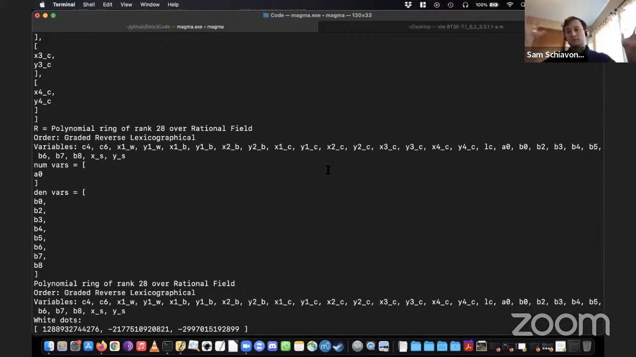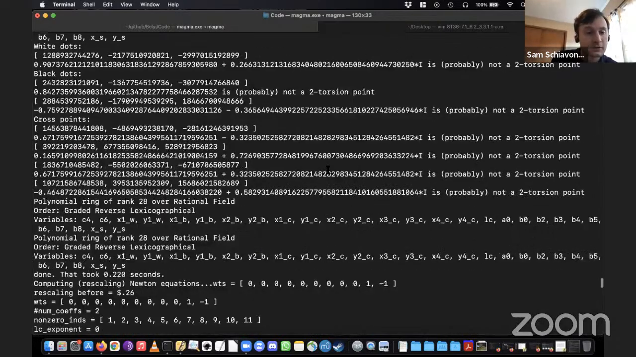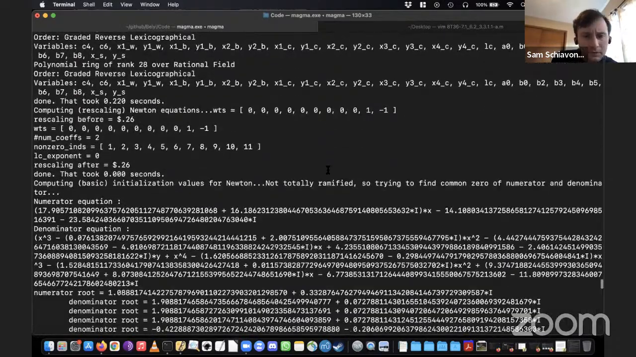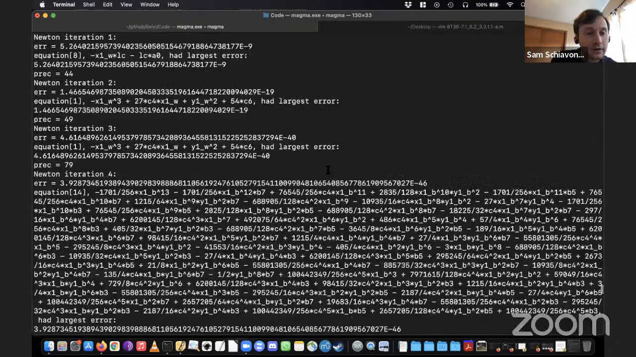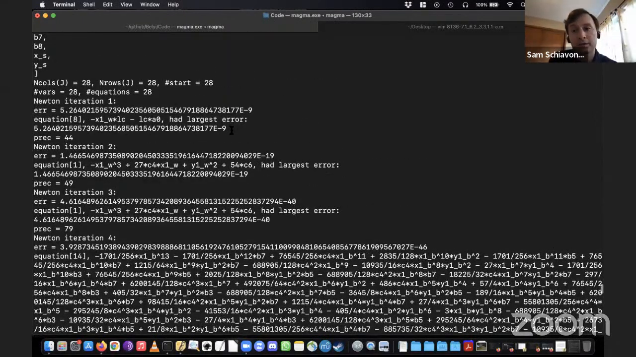So we write down some big system of polynomial equations in these variables. And now we're going to apply Newton iteration. So we start out, and we plug in our initial approximation to the system of equations, and we get an error of about 10 to the minus 9, which is not very good, right?